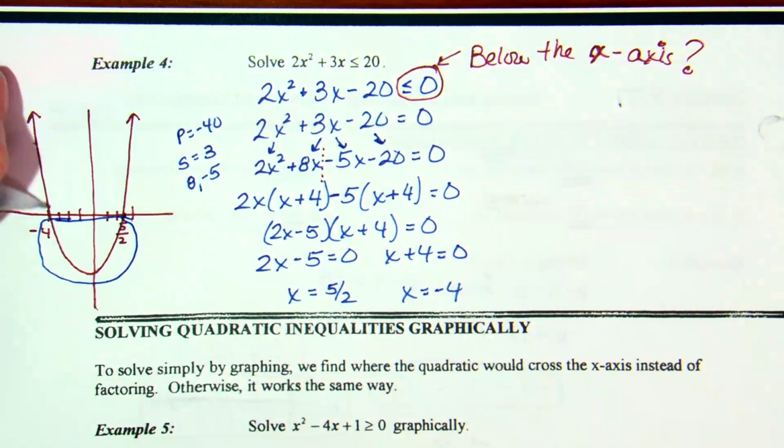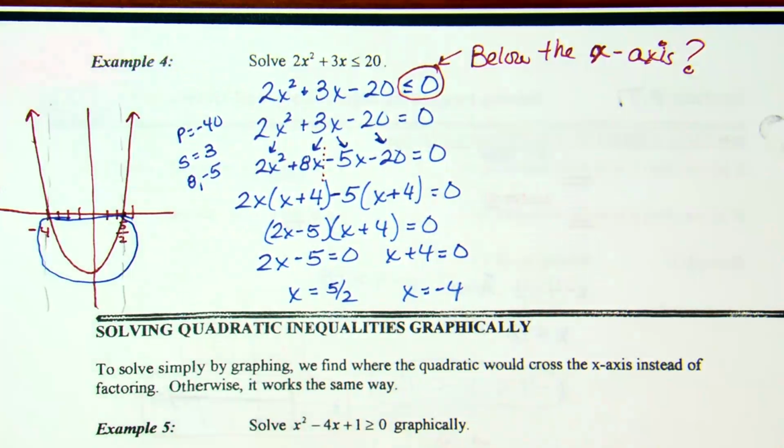If you visualize, number line wise, that portion that is below the x-axis, where is it in relation to -4 and 2.5? In between, yes? So it's all numbers that are greater than -4 and less than 2.5. We can write this a couple of different ways, but again, we're looking right there. So it's all those numbers on the number line between.